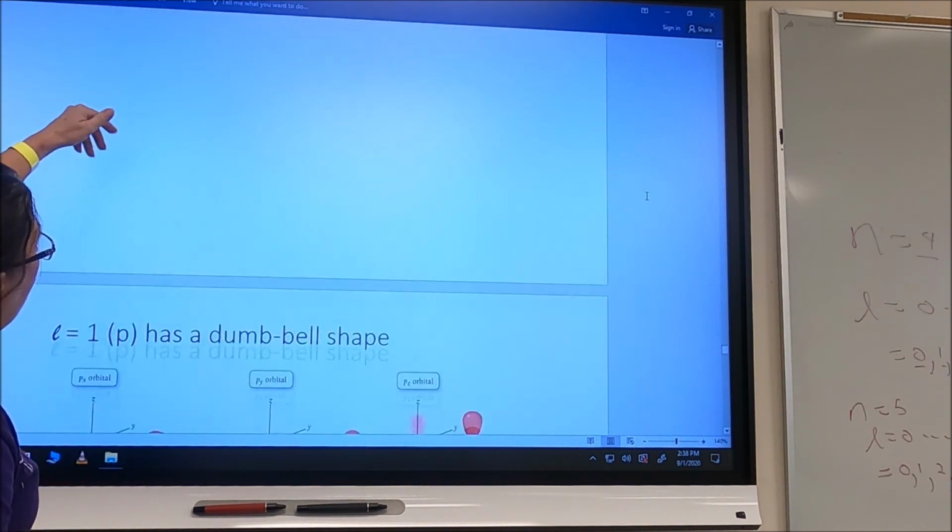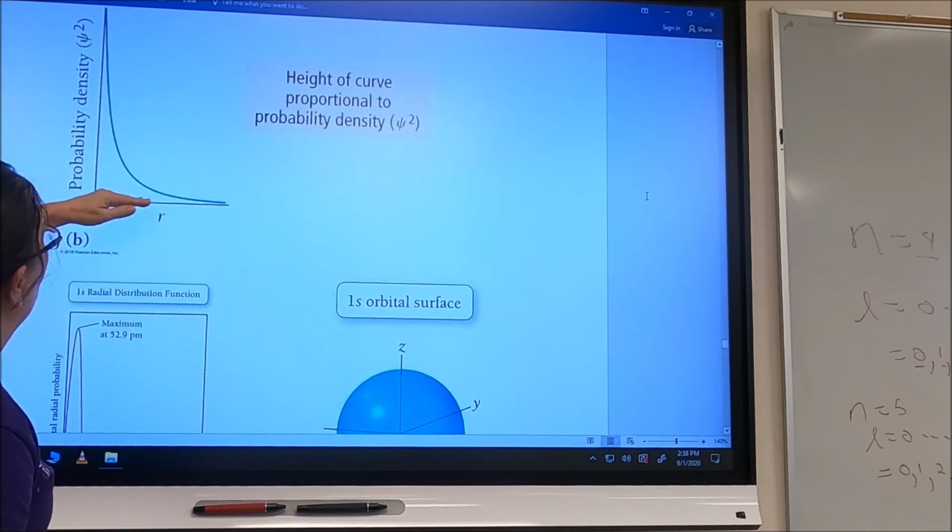Scroll. Go the other way. Yeah. Go down just a little bit.